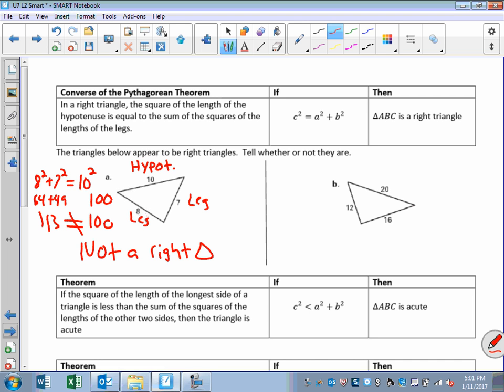Now over here we're going to do the same thing. We've got the hypotenuse, because it's the biggest, and the legs. So we're going to have 12 squared, which is 144, plus 16 squared, which is 256, and we need to see how that compares to 20 squared, which is 400. If you add 144 and 256, you get 400. So 400 is equal to 400, so yes, this is a right triangle.